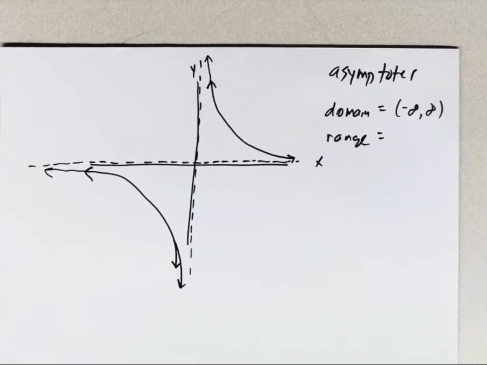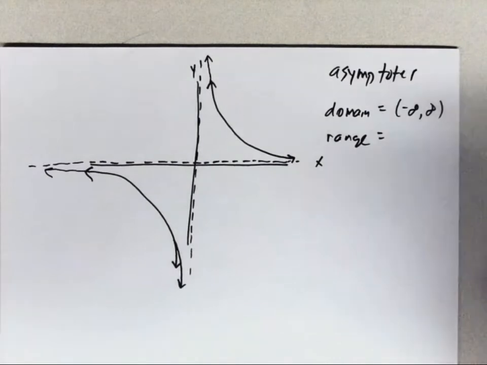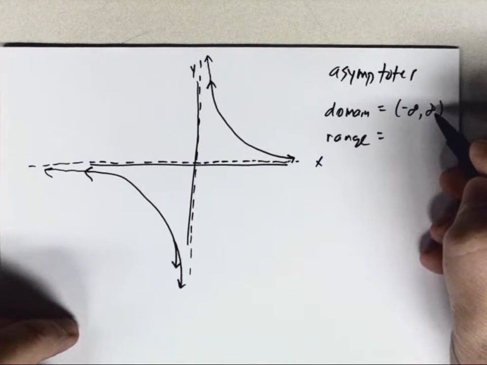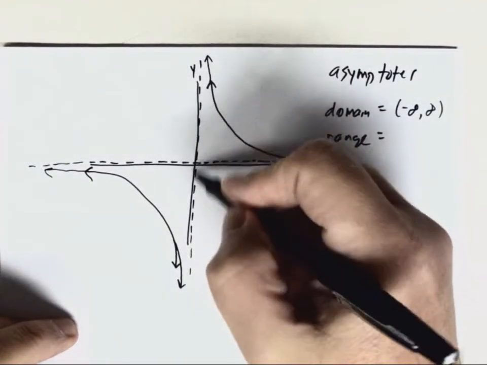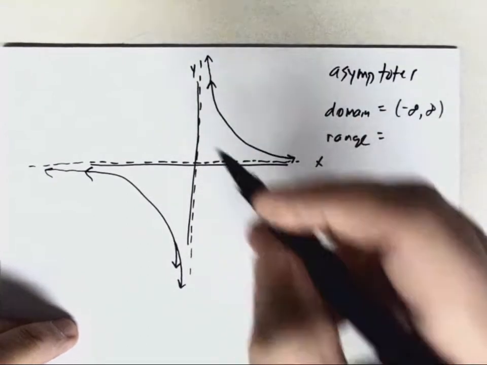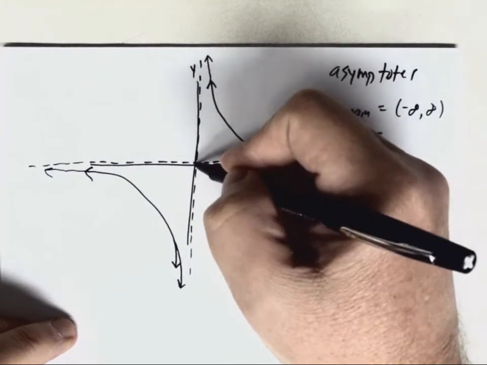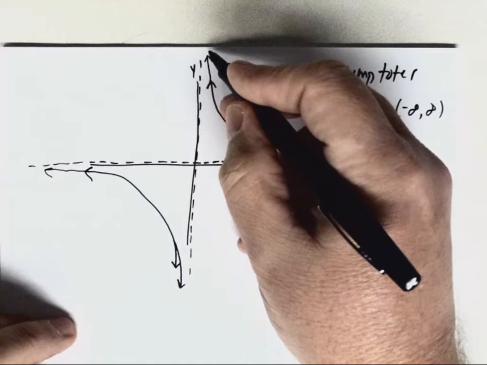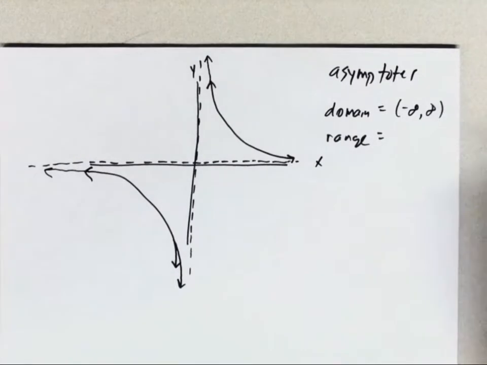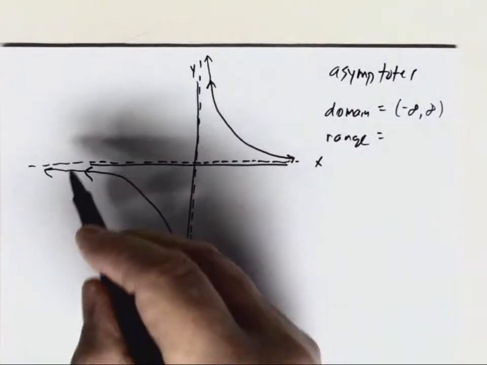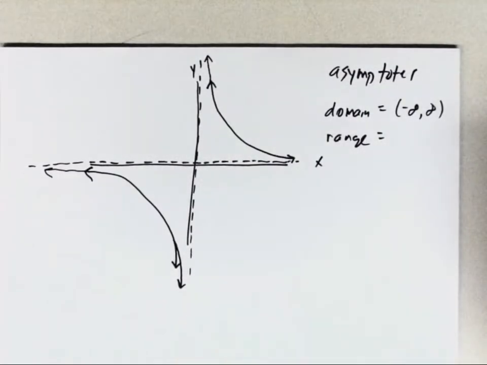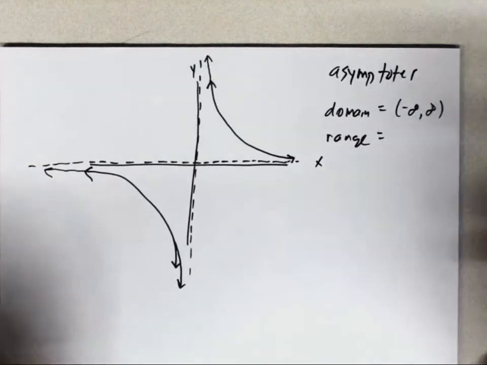But that's not correct. Why? Because we're saying every value in between negative infinity and infinity is part of the domain. But you know what? What happens when x is 0? When x is 0, it's not part of the domain. There is no graph when x is 0. It gets close, but it never actually gets to x equals 0. So really, what I'm saying is, the domain should be negative infinity to infinity, except for when x equals 0. Well, how do we write that? Well, there's a couple ways.